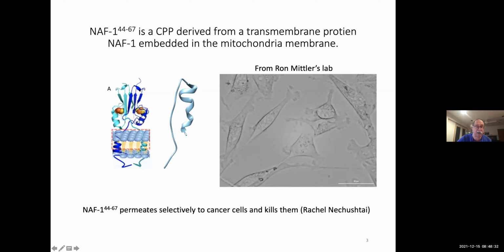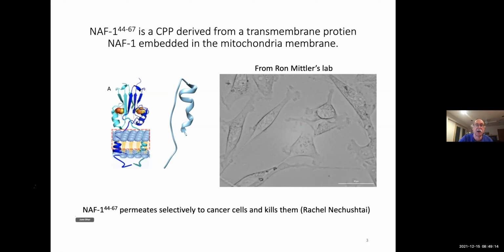But Rachel Nechushtai, the experimentalist who worked on this, chopped off a piece of this protein, a part that is transmembrane and also well solvated, and used this peptide to do different types of experiments. And she showed, among other things, that this peptide selectively kills cancer cells. It does very little damage to normal cells, but real cancer cells die very quickly. I'm going to show you a movie of the death of a cancer cell, or a few cancer cells, with images that were prepared by the Ron Mittler Lab at the University of Missouri, who collaborate with us.